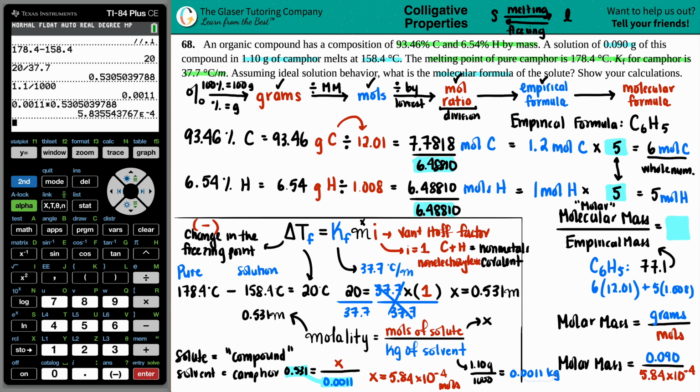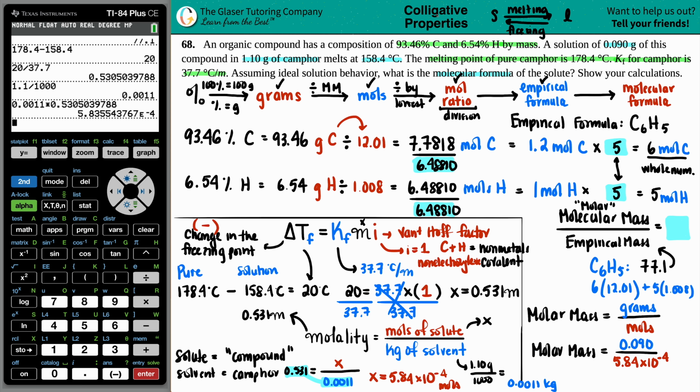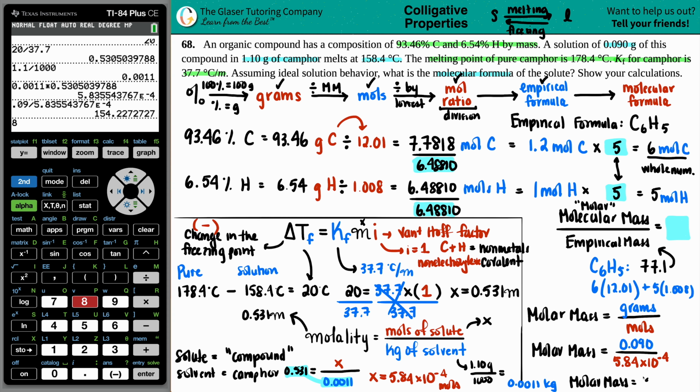So let me just move this down, and maybe what I can do, I have a little room here. Let's find out that molar mass. Molar mass equals 0.09 divided by this number. I get 154.2 grams per mole. Really sorry that it's all over the place, but I think we can do it.